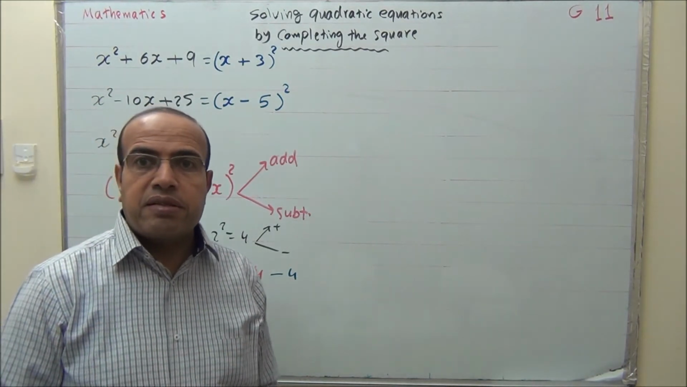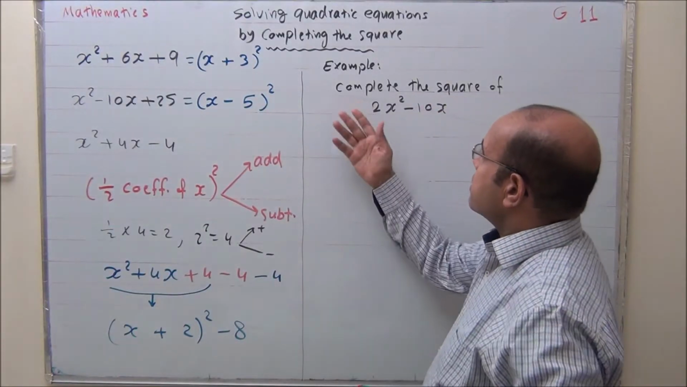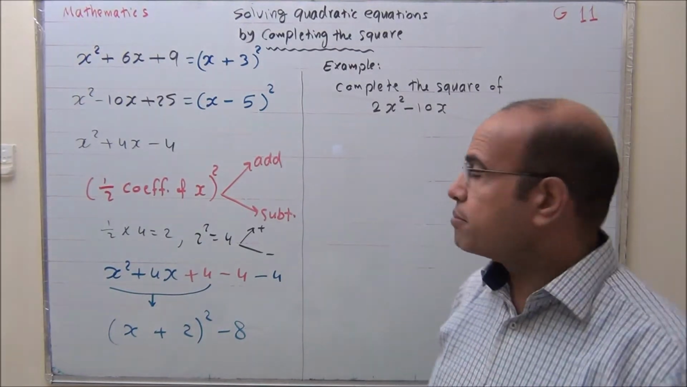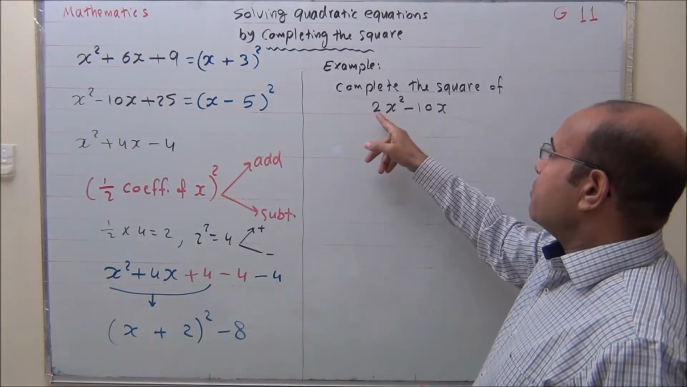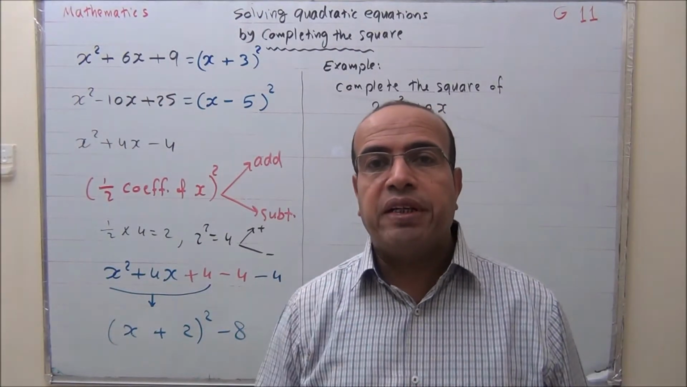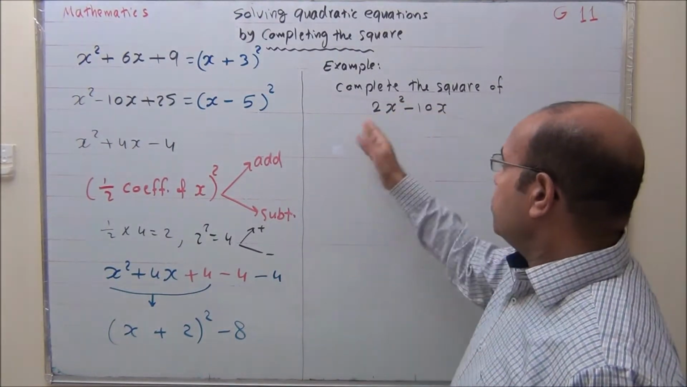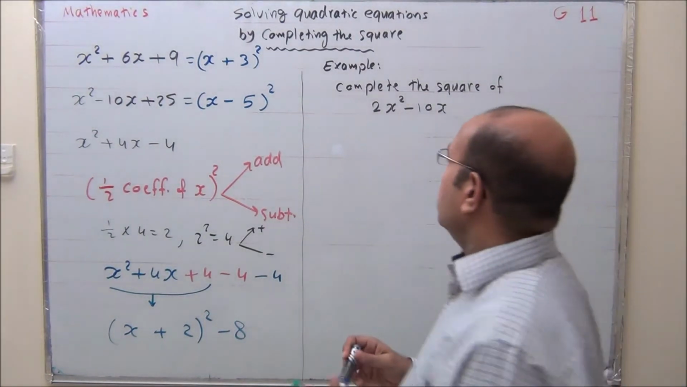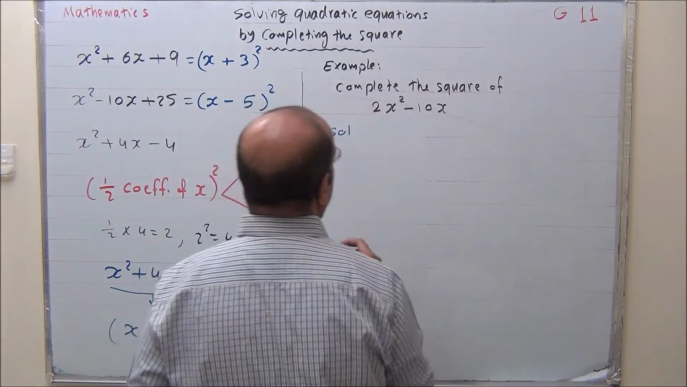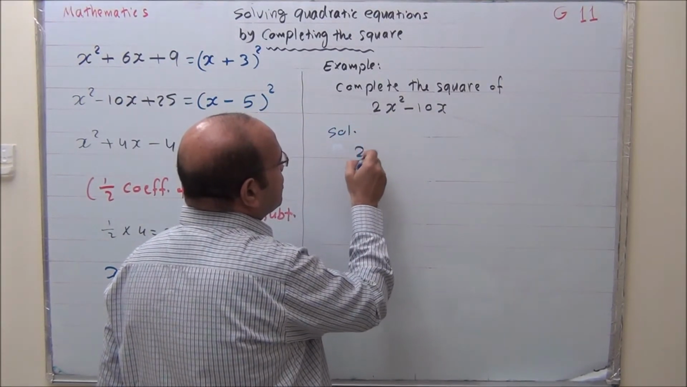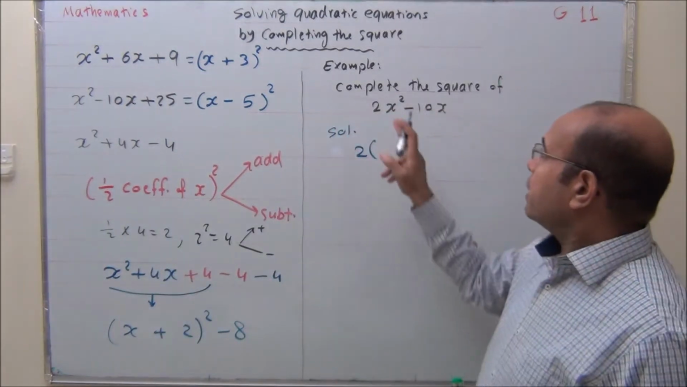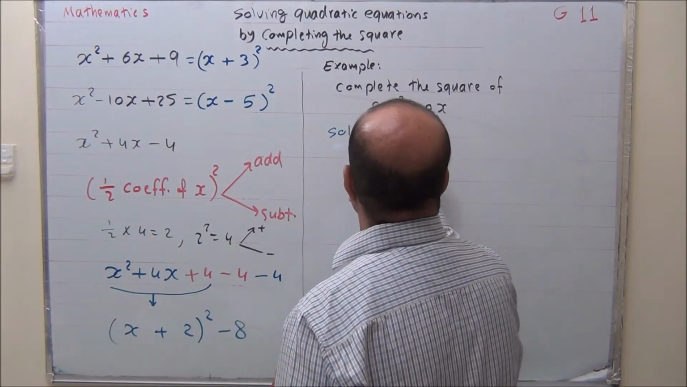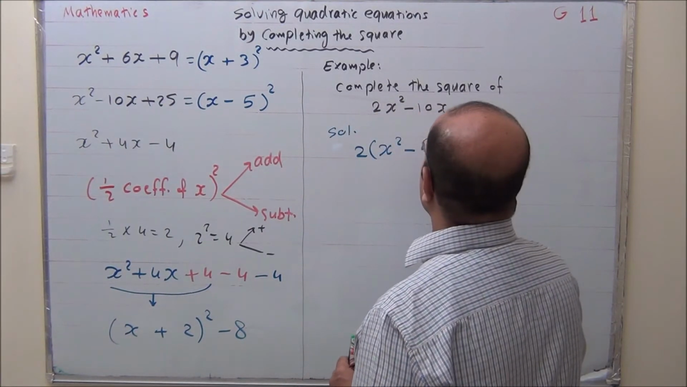We take another example. Let us see this example. Complete the square of 2x squared minus 10x. Now, if we have a number beside x squared, we have to take it as a common factor, because 2x squared has no square root. So it's better to take 2 as a common factor. So when we solve this example, we take 2 as a common factor. Now we divide each term by the common factor. 2x squared divided by 2 is x squared, minus 10x divided by 2 is 5x.